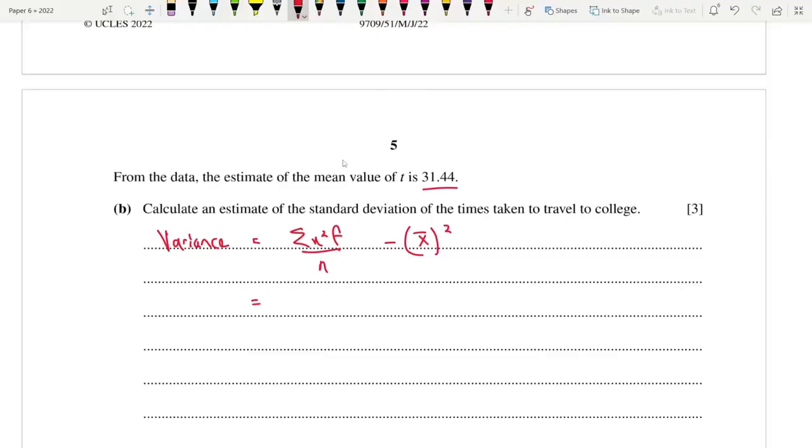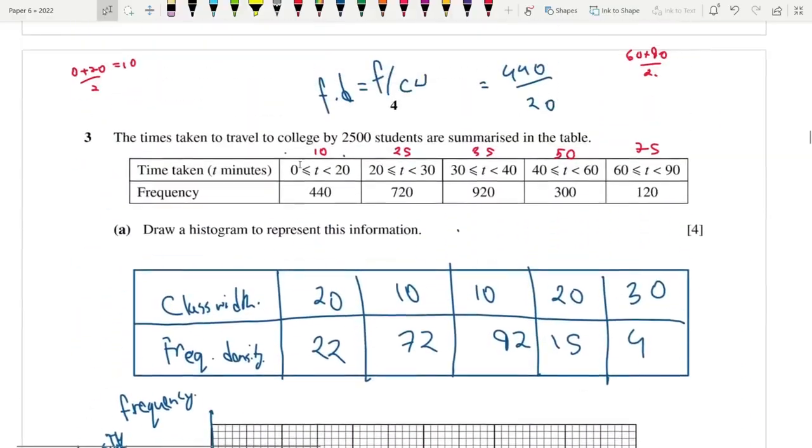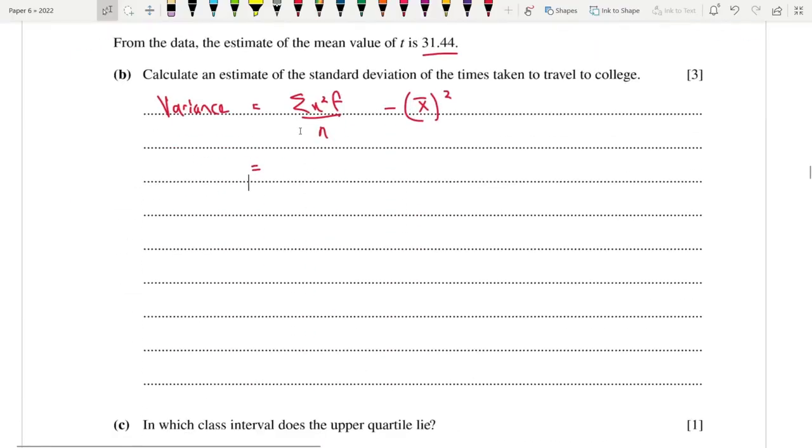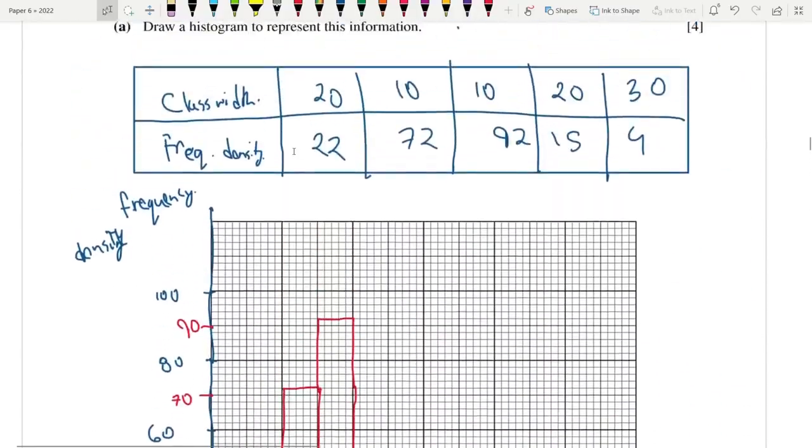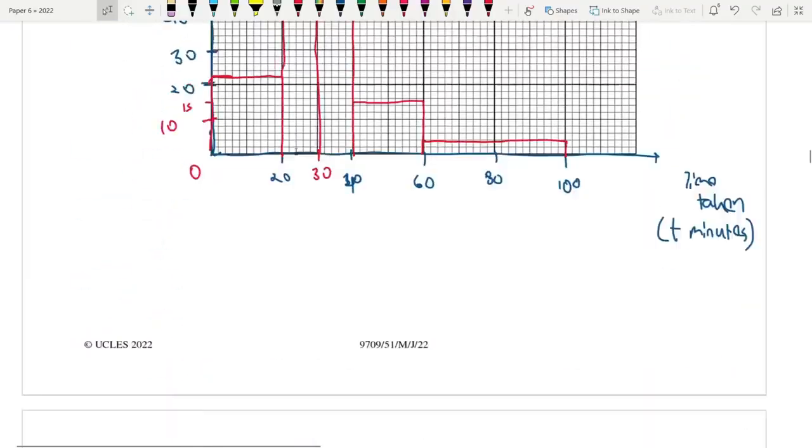Okay, so let's begin. So x squared f, that's basically 100. You gotta show it to them though. So it's basically 10 squared times 440, plus the next one was 25 squared times 720.